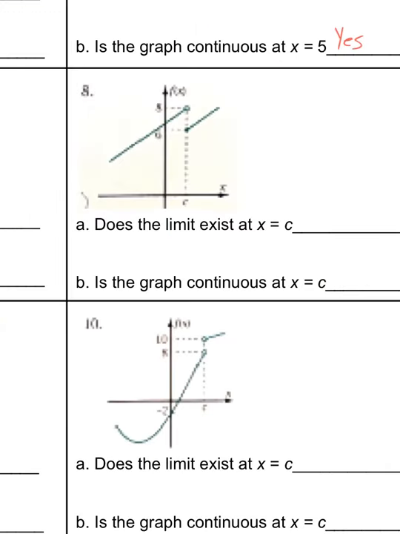Problem 8. Does the limit exist at x is equal to c right here? Well, if we put in our vertical line, we can see right off the bat that there is a step here, and the left and the rights are different. So there is no limit.